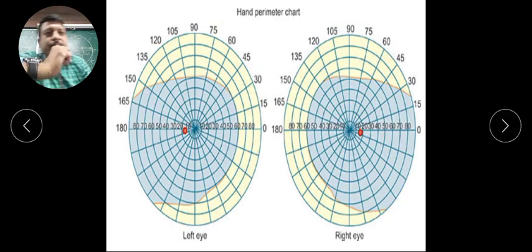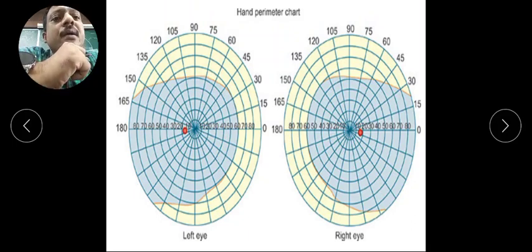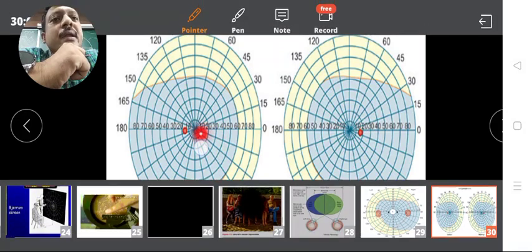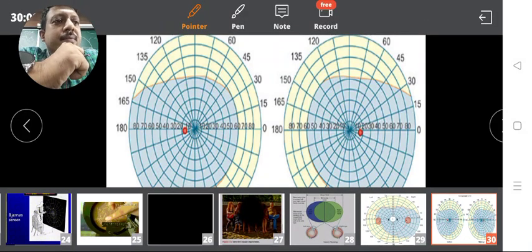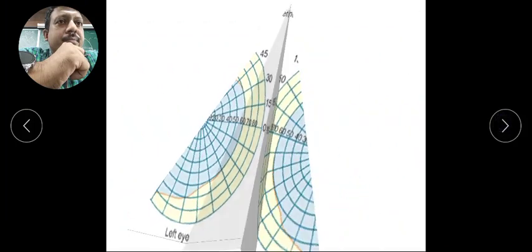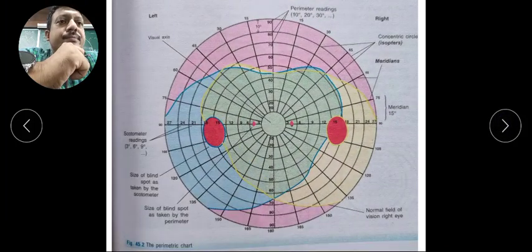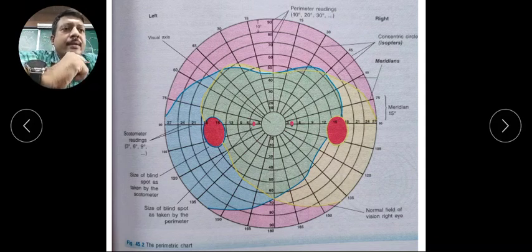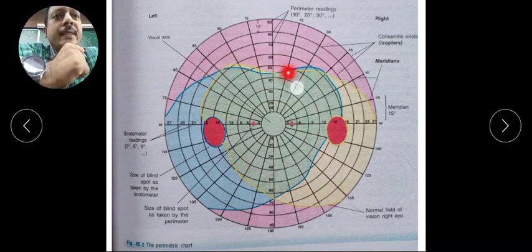Now, how is the perimetric chart recorded for the right eye and for the left eye? The recording of the perimetric chart. So, this is another picture: the normal field of vision for the right eye and the normal field of vision for the left eye.